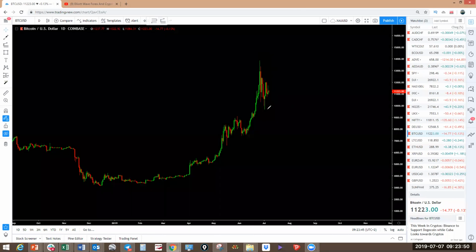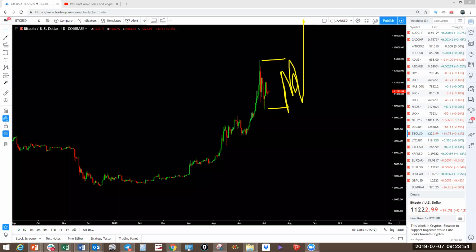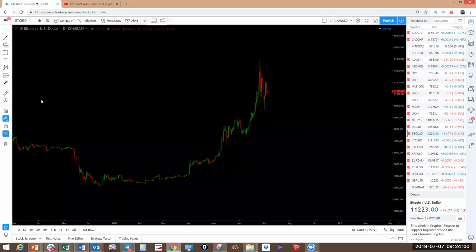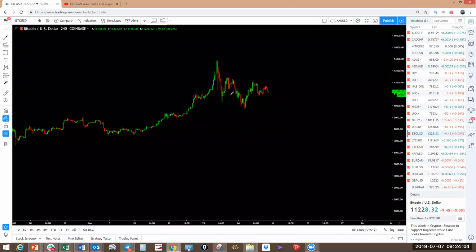Here, we've got a pullback here. I'm expecting that this whole thing will be filled with a correction. We just need to understand which correction it's going to be. Now, let's go through into the 4-hour chart and see what we have here on Bitcoin. Right, so what I just said is we're looking for continuation patterns. That is that pullback that I was talking about. It has pulled back in 3 waves, as you can see.